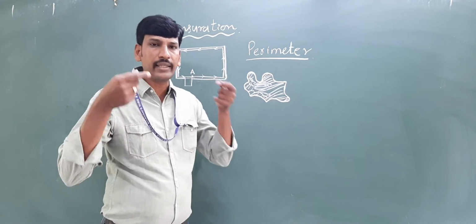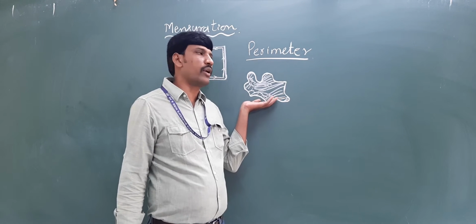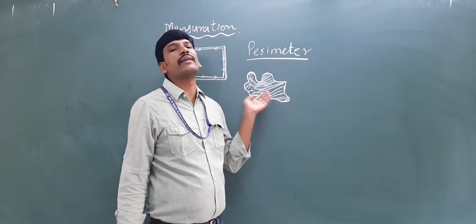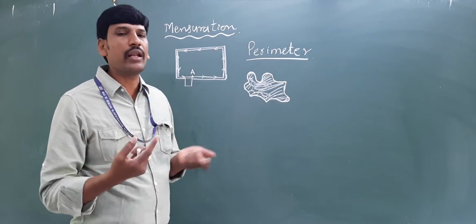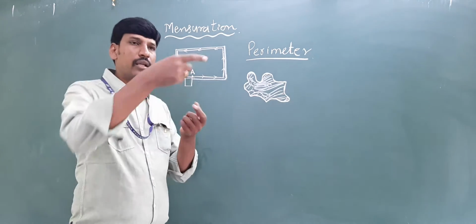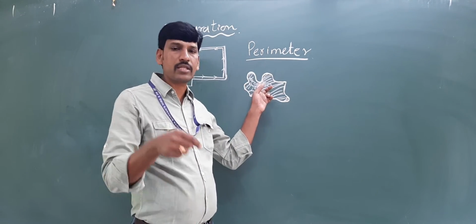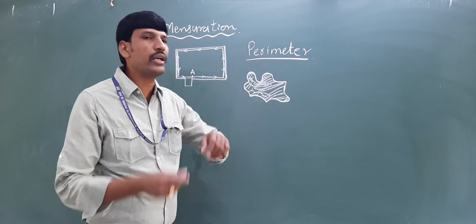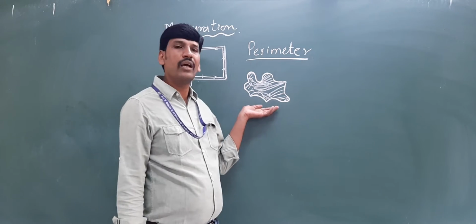The length of the string is nothing but the length of the total boundary of this figure, that is nothing but the perimeter. So for any irregular shape, you can measure the total length of the boundary. The length of the total boundary is called the perimeter. By using a thread or a string, we can find out the perimeter of an irregular shape.